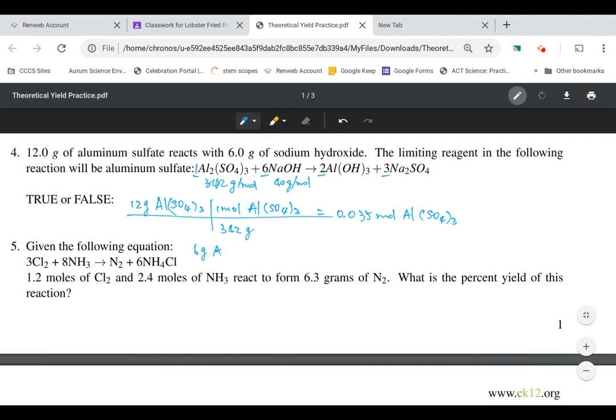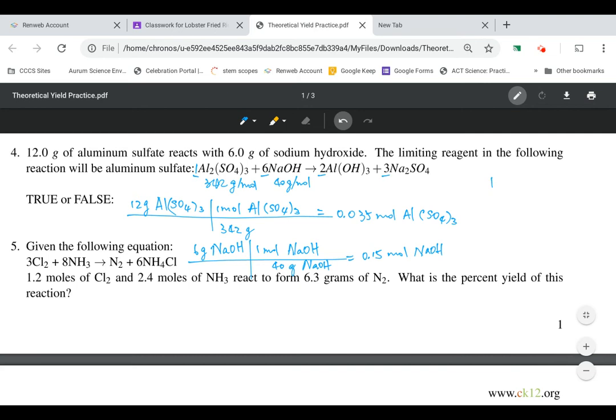So 1 mole of sodium hydroxide is 40 gram. Do the calculation. 6 divided by 40 is 0.15 mole of NaOH. Right? Okay.